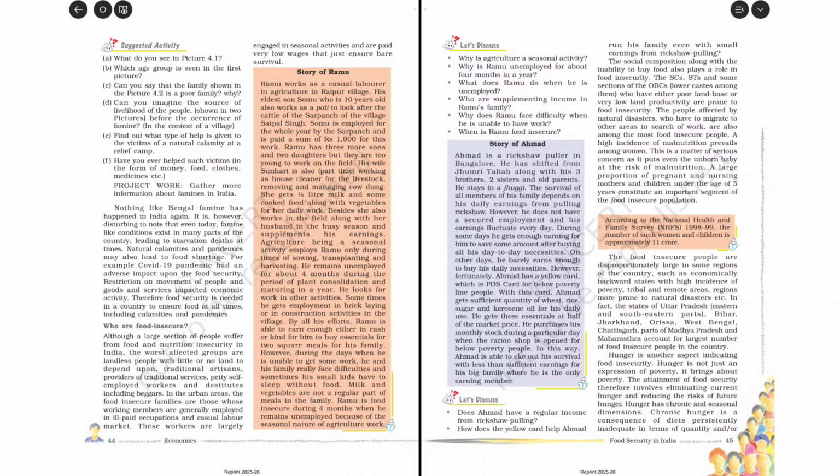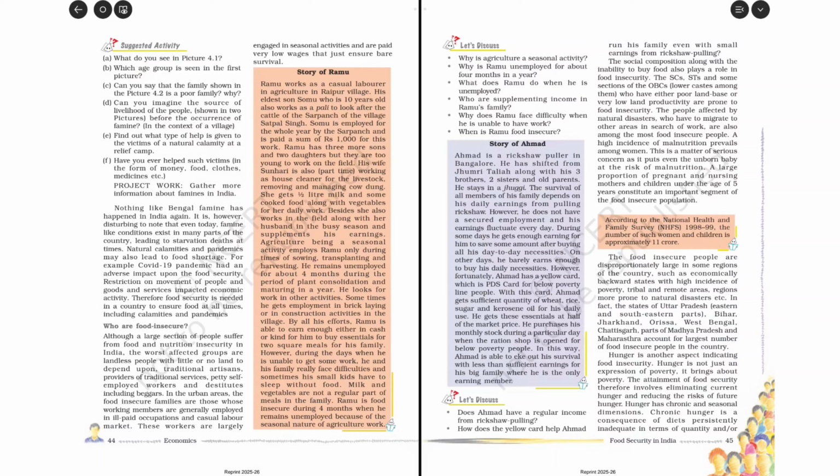Ahmad's situation is entirely different. Yeah, he's not waiting on a 4-month harvest gap. His risk is daily volatility. Exactly. Pulling a rickshaw means his income depends on the weather, his health, just random customer demand. And he's supporting this massive multi-generational family. It sounds impossible. But the text highlights this one crucial intervention that Ramu didn't have.